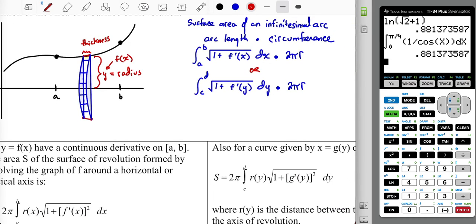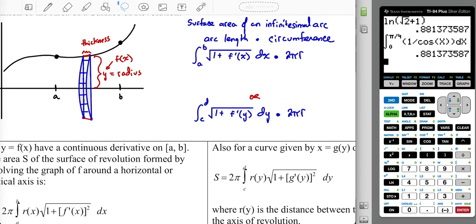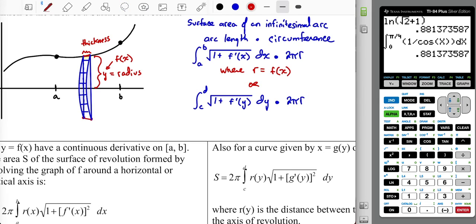All right, so in that case, we would represent our formula where radius is some function of x, as opposed to the vertically oriented case where you can kind of imagine it would be reversed, perpendicular, where r would be a function of y.